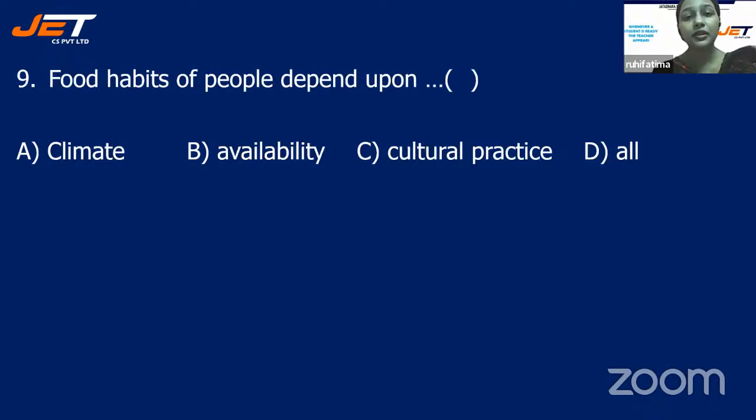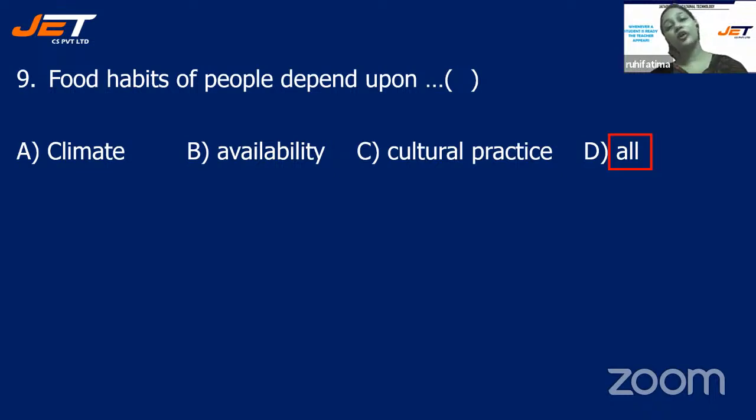Food habits of people depend upon dash: climate, availability, cultural practice, or all. Come on, students. This is a very easy question. I want all of you to answer. Very nice. Many responses I have got, and the correct answer is all. You are all right, because food habits totally depend on climate, on the availability of food items, and on the cultural practices also.